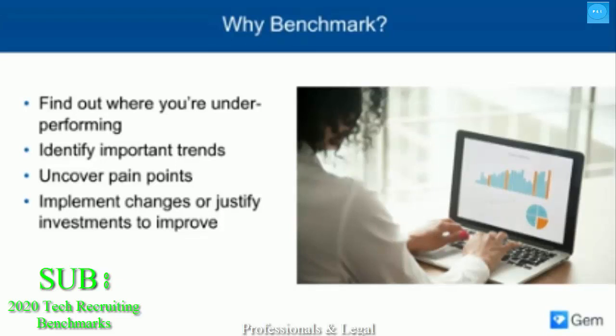It's how businesses learn potentially hard truths about where they're underperforming, identify important trends, and uncover pain points they may have not known otherwise. With this intelligence, they can implement changes in behavior or strategy, or justify investments in tools or resources to improve those elements of their hiring process that need attention. In that sense, benchmarks are a vital starting place for asking valuable questions about your process.